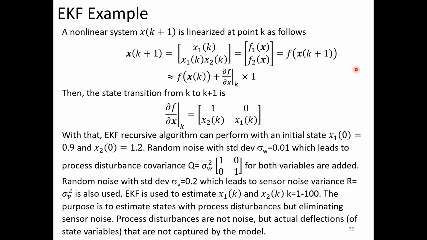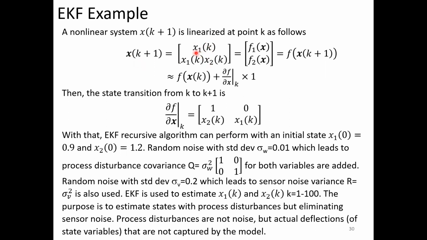Now, look at this example. A nonlinear system xk plus 1 is linearized at a point, say k. Now, these are the equations given to you. Your xk plus 1, by the way, x is a vector here. It has a number of states, x1, x2, and so on. In fact, in this case, two states, x1 and x2. It's a column vector.